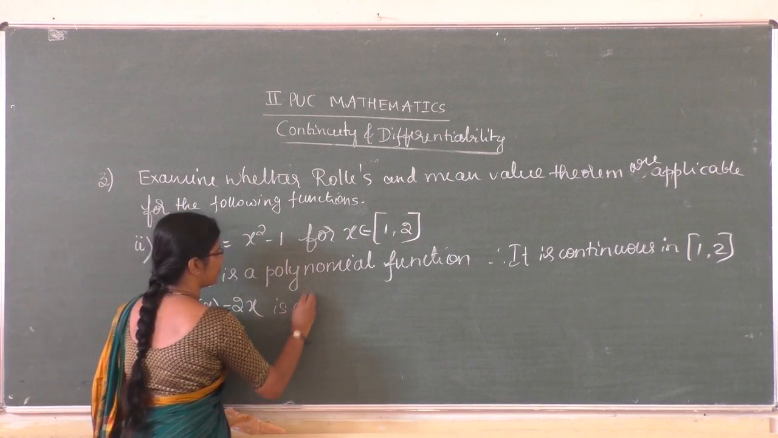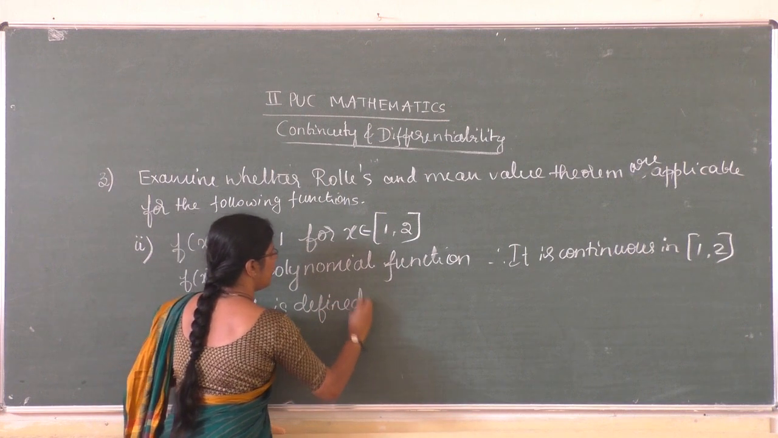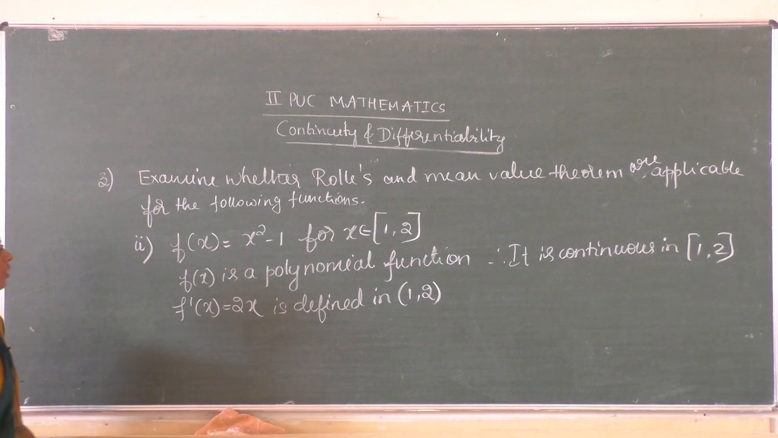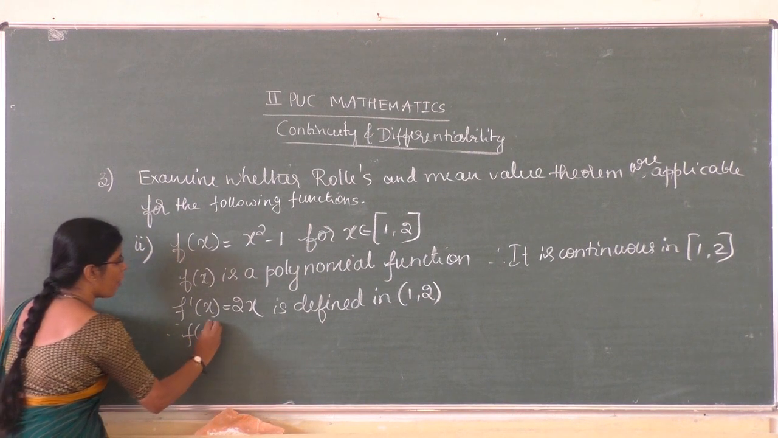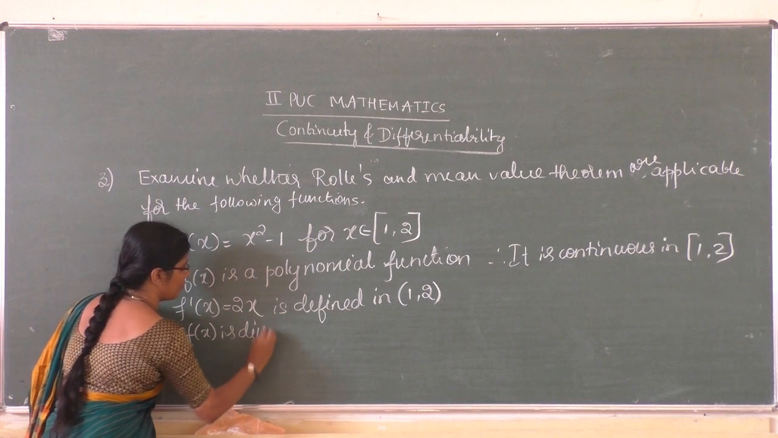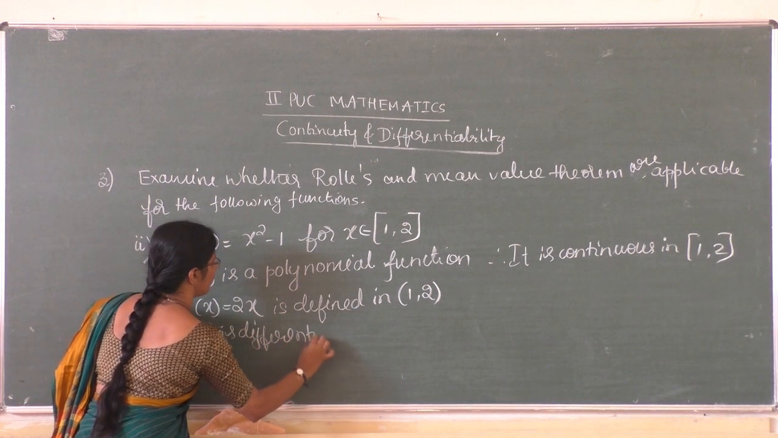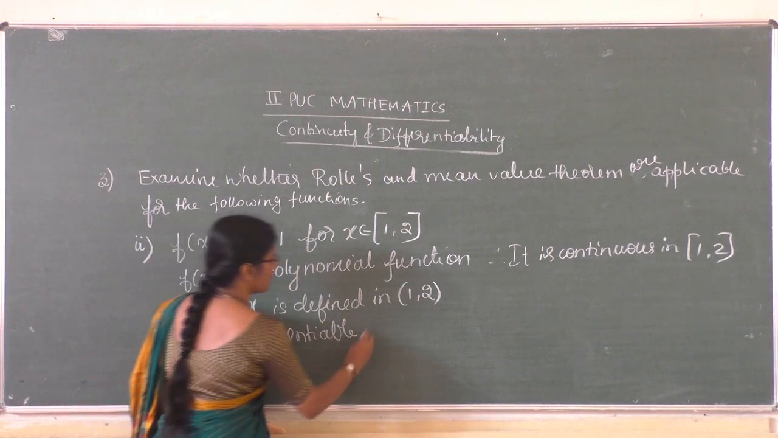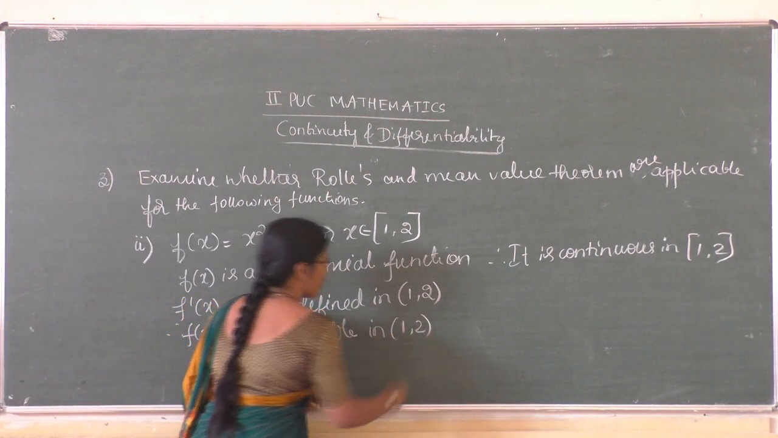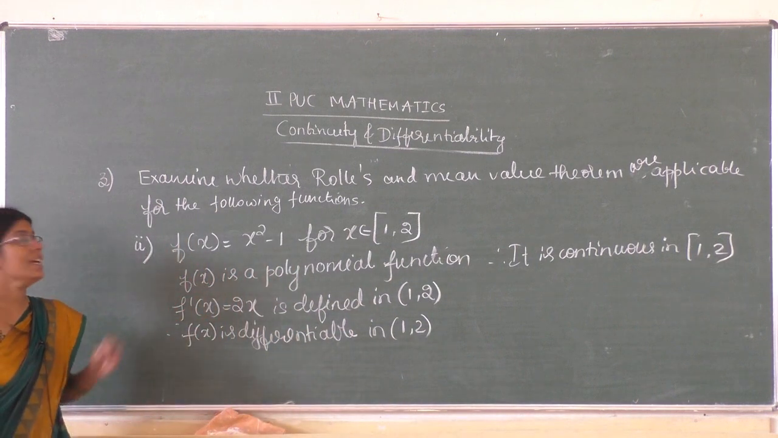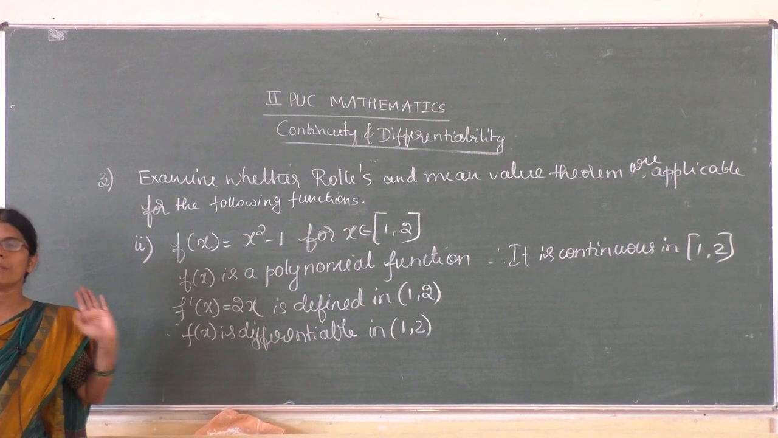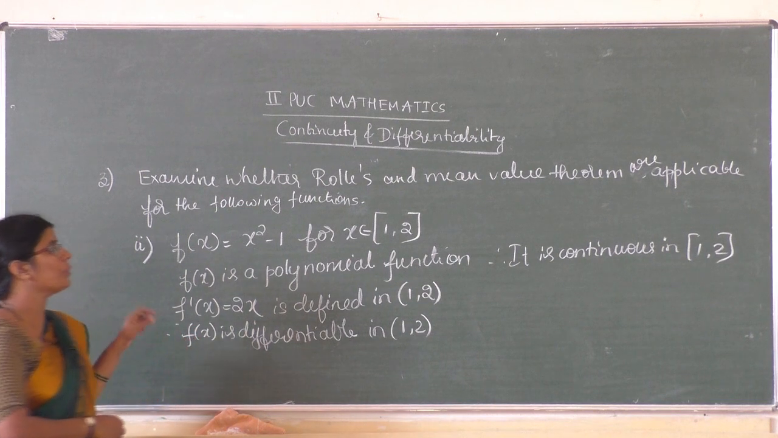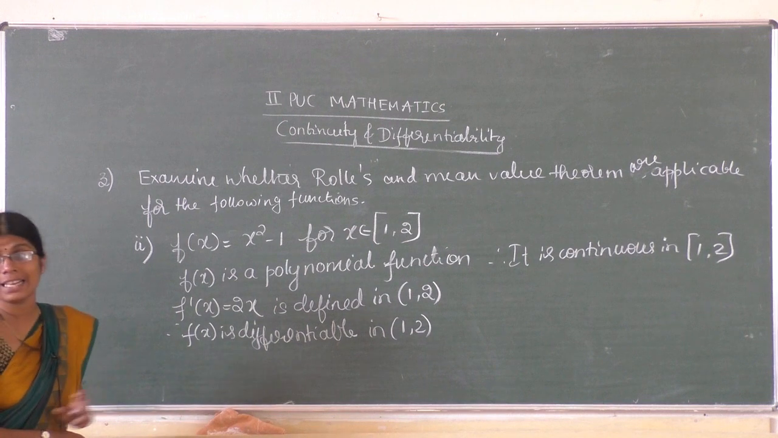It is defined in 1 comma 2. Therefore, f of x is differentiable in 1 comma 2. So the two conditions are satisfied. So what we have? Mean value theorem is applicable here. Mean value theorem is applicable, but you have to think about Rolle's theorem.